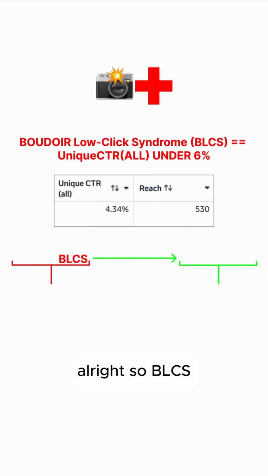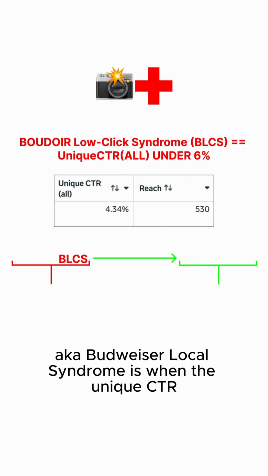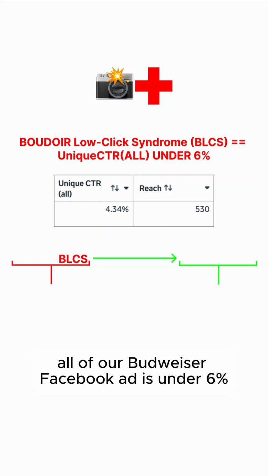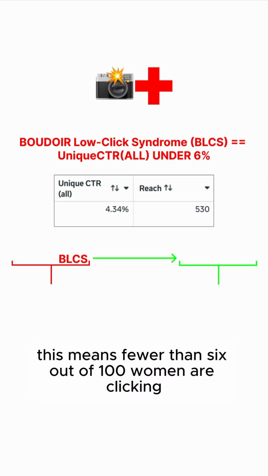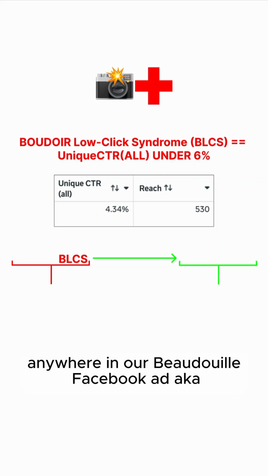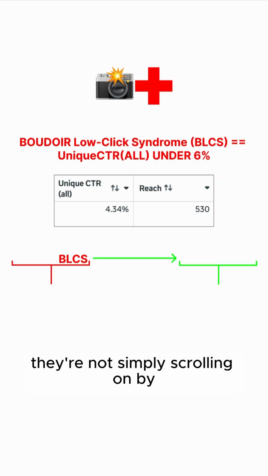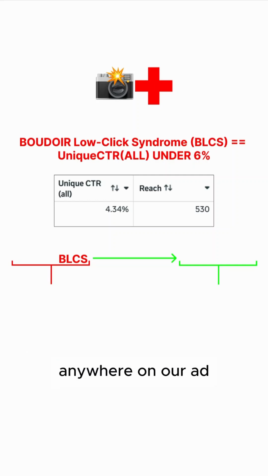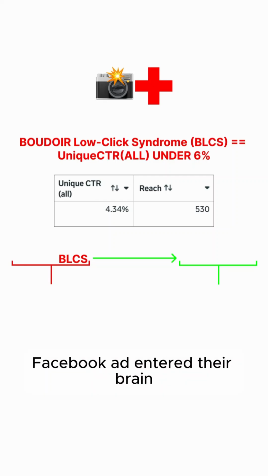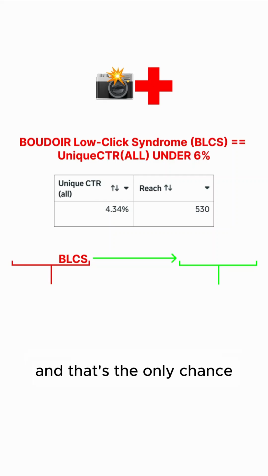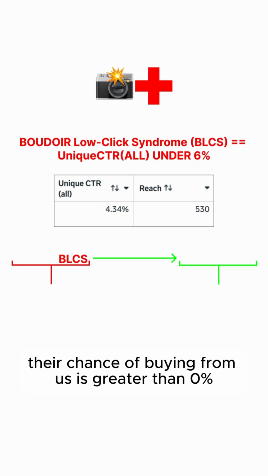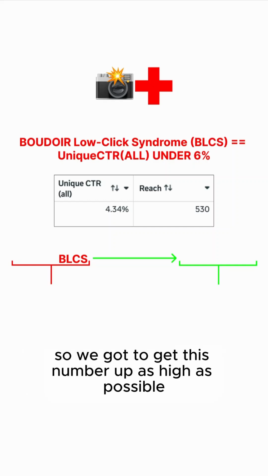So BLCS, aka Boudoir low click syndrome, is when the unique CTR of our Boudoir Facebook ad is under 6%. This means fewer than 6 out of 100 women are clicking anywhere in our Boudoir Facebook ad, aka they're not simply scrolling on by. We care about the number of women that click anywhere in our ad because then we know our Boudoir Facebook ad entered their brain, and that's the only time their chance of buying from us is greater than 0%. So we gotta get this number up as high as possible.